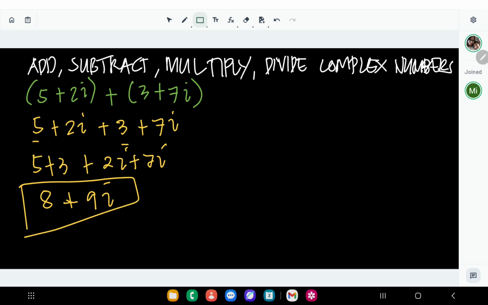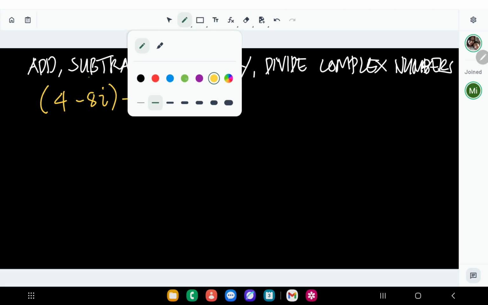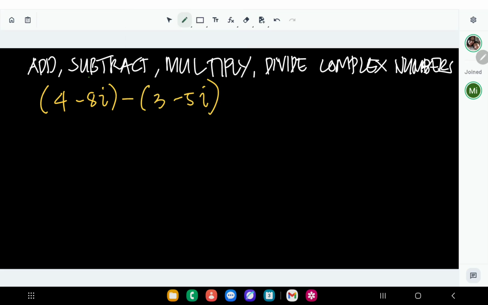Now let's subtract. No questions on addition? Okay. So what if you're given (4 minus 8i) minus (3 minus 5i)? The process is the same as addition, except you have a negative sign here. So you need to distribute the negative sign to the expression inside the parentheses. So let's get rid of the parentheses first.